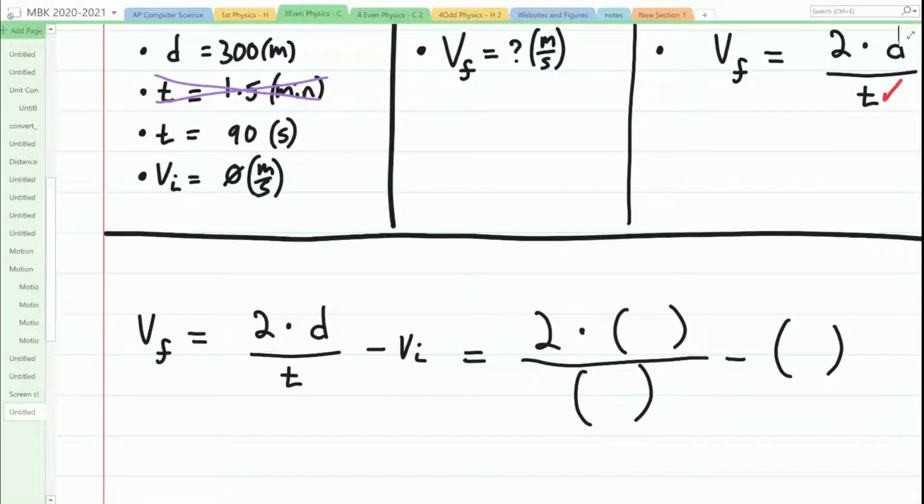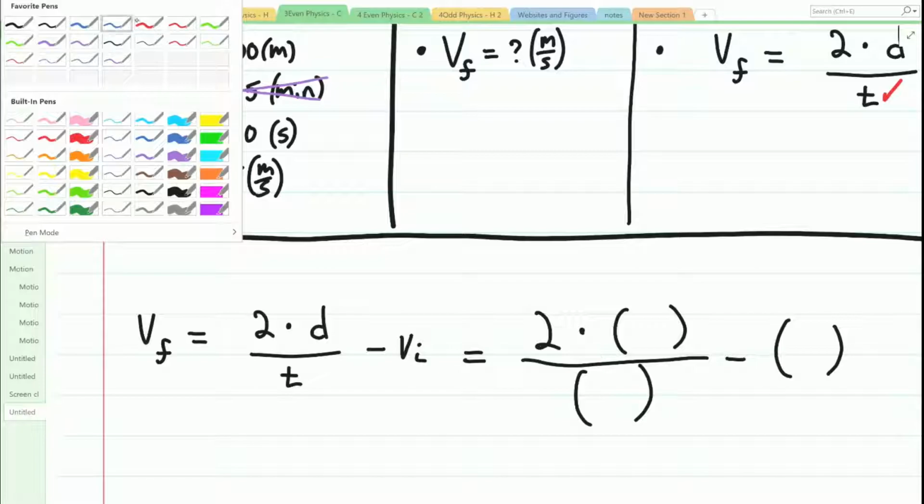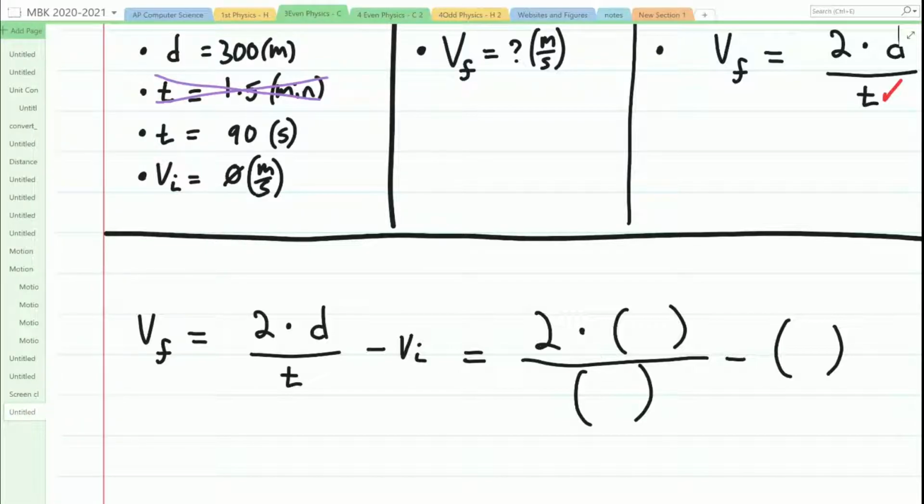Now I'm going to look back up at my knowns box and start plugging in, because I've already verified that this is the correct equation. My displacement is 300. The time was given in my problem as 1.5 minutes, but we can't use minutes. We have to convert that into seconds, so I'm going to use 90 seconds. And my initial velocity is just 0.